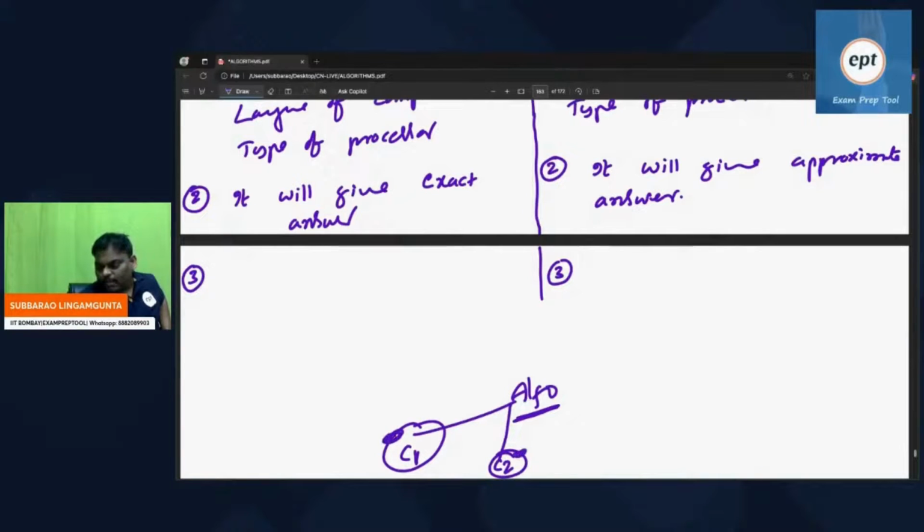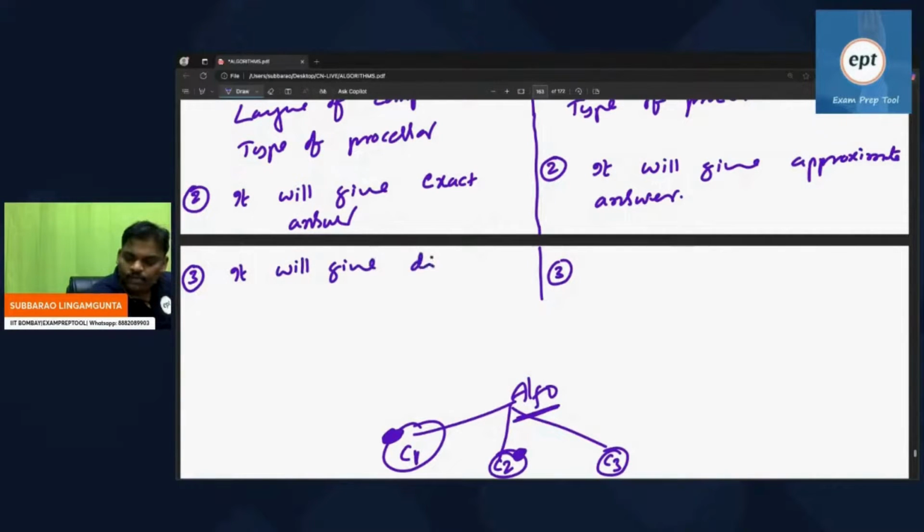Your language of the compiler may be C language. Your language of the compiler may be Java. Here may be M1 processor. Here may be M2 processor. Maybe here M3 processor. Maybe Pascal language. So what I mean to say is, the problem with the first approach is that from one computer to another computer, time complexity keeps on changing. So let me write now. It will give different answer.